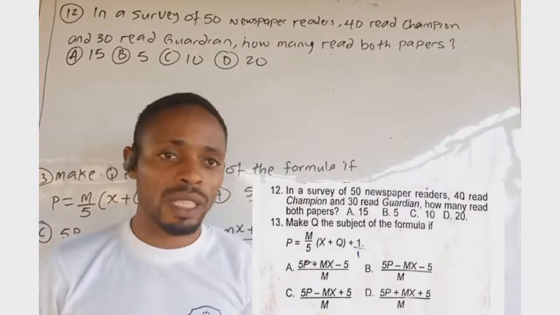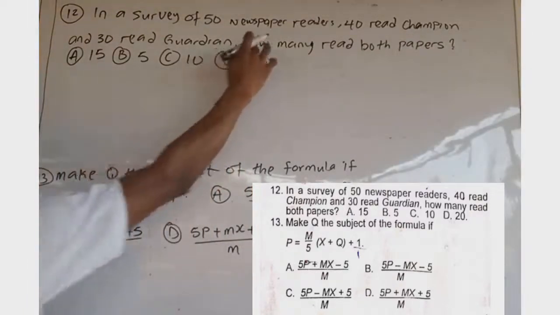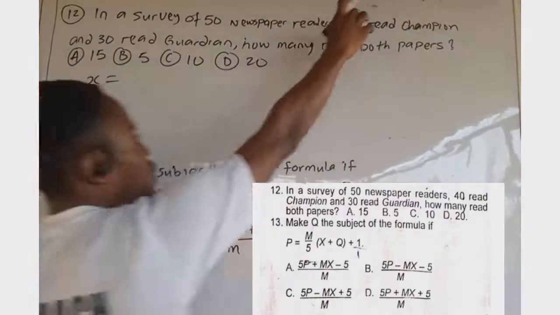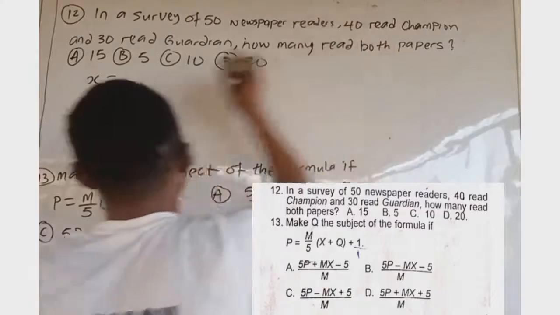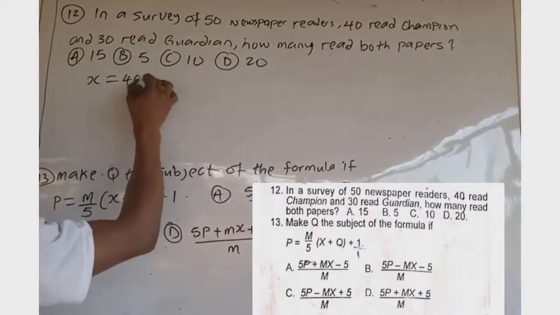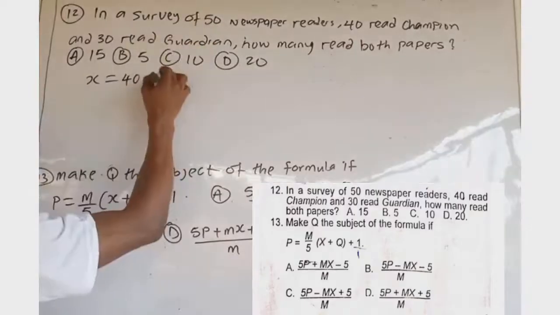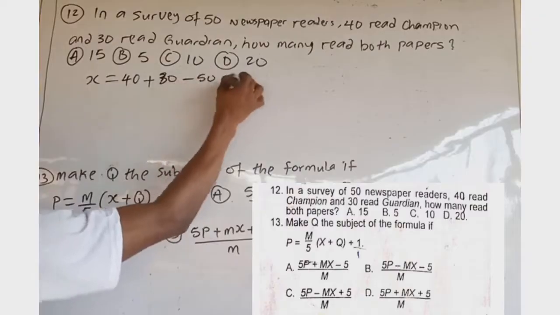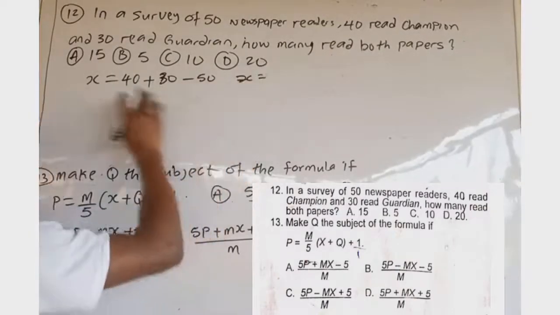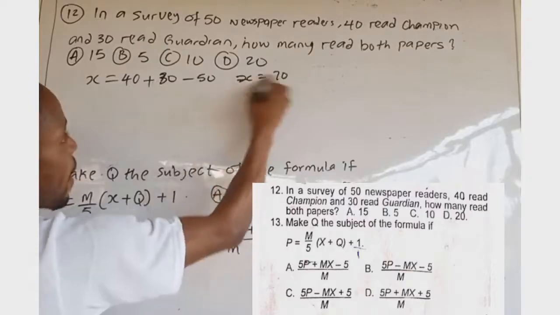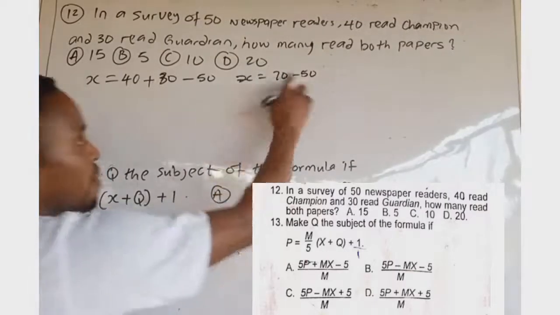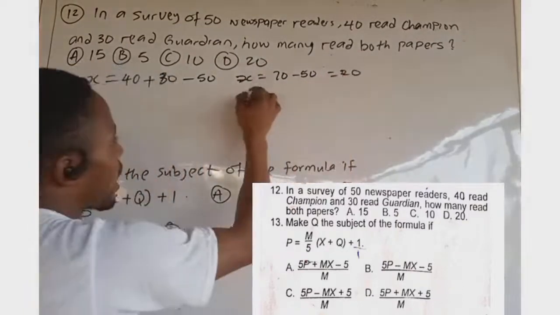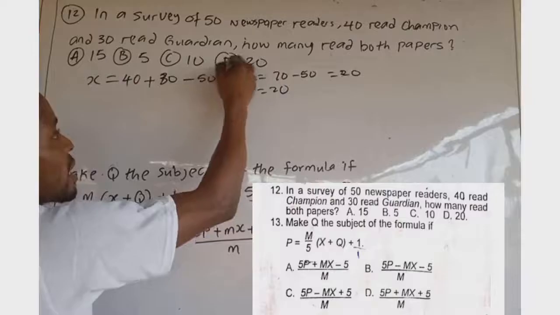That is the simplest way to do it. So what I'm saying next is, let S be the number of people that read both newspapers. S equals the total number of students that read Championship, which is 40, plus those that read Guardian, that's 30, minus the total surveyed, which is 50. So S is equal to 40 plus 30, we have 70, minus 50. 70 minus 50 will be equal to 20. So therefore our S is equal to 20. So D is our answer.